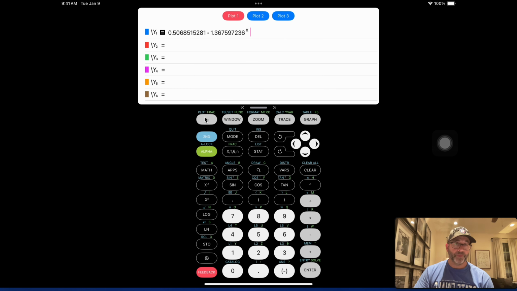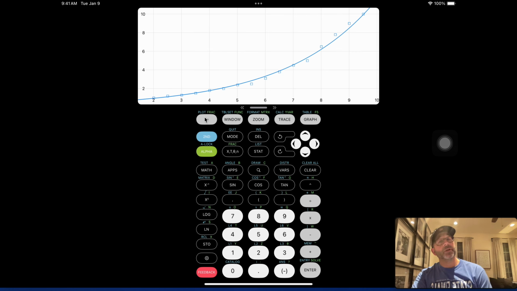The equation is 0.506 times 1.367. That's going to go in for your a value and b value here, raised to the x. If we go into Y equals, it's already put this into our calculator for us. I don't have to retype it. If I go to the graph button, you'll see the equation pops up. The line of best fit is going to try to hit as many points as possible. Some will sit above and some below, but we'll have a line that goes right down the middle.